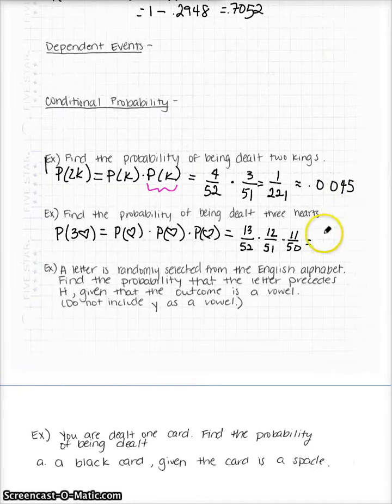This fraction simplifies to, I'm not sure, I can't read my calculator, but the decimal is 0.0129. Something over 850.